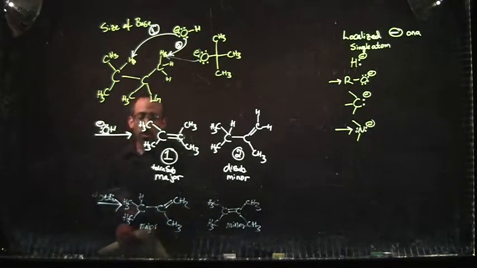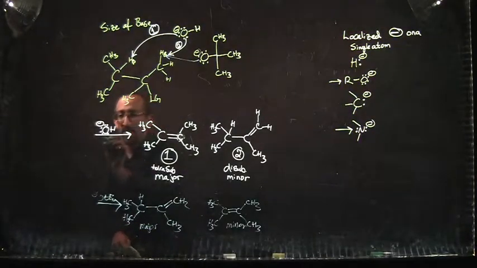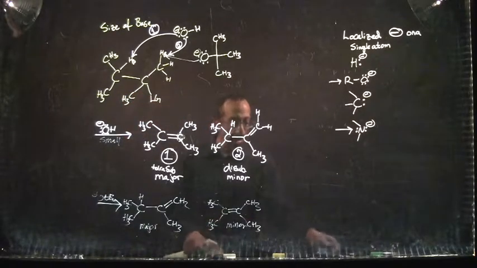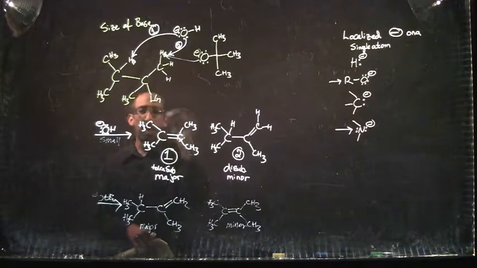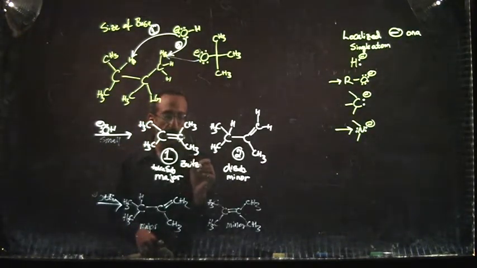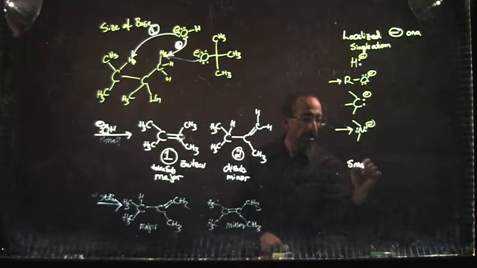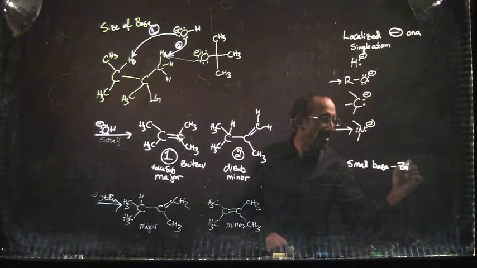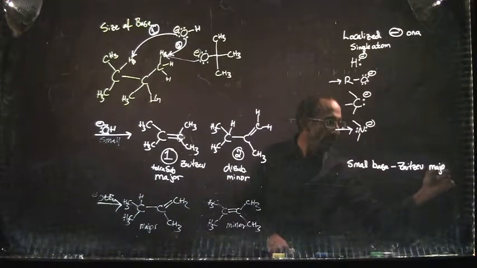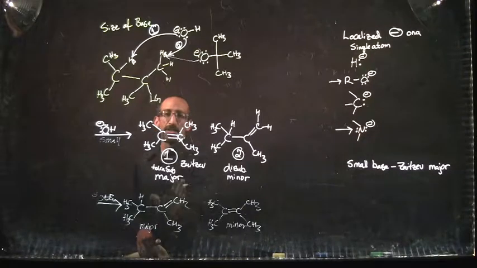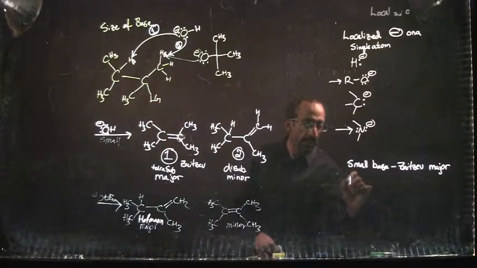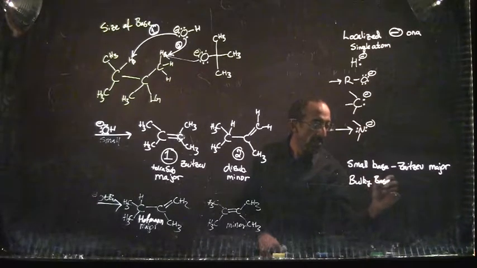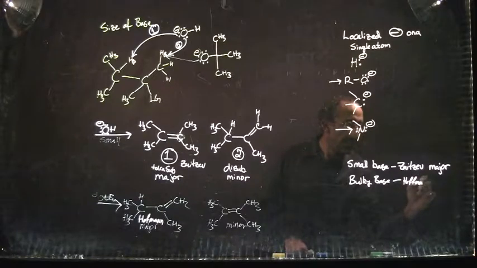So one last thing here, when we use a small base, we see that the tetrasubstituted alkene is going to be our major product. And remember, the most highly substituted product is known as the Zaitsev product. So we'll put a little note over here. Small base, our Zaitsev is going to be the major product. And because we can create these less substituted ones, we actually have a name for this product when it's the major product. We call this the Hofmann product. And so we now know that using a bulky base makes the Hofmann product our major product.